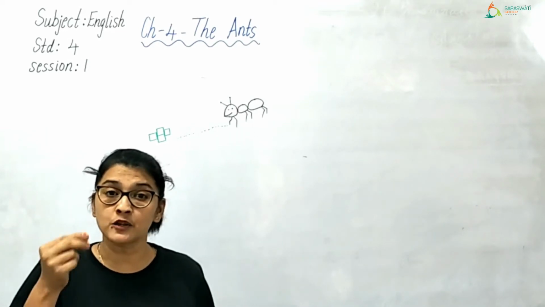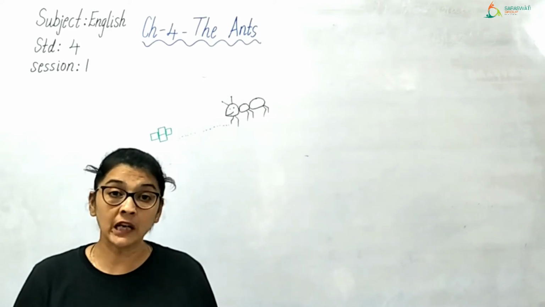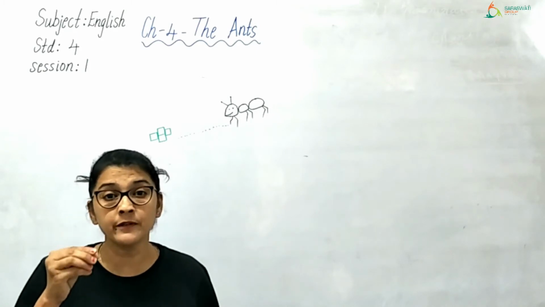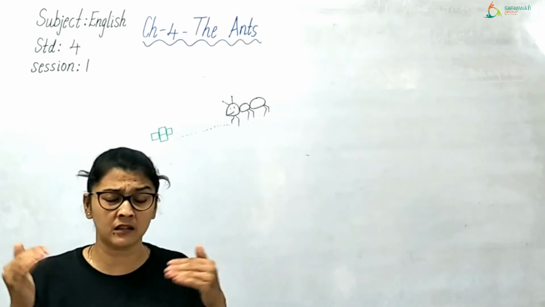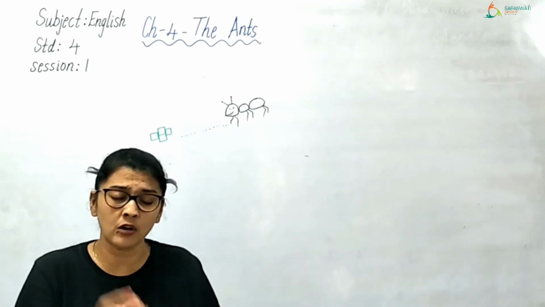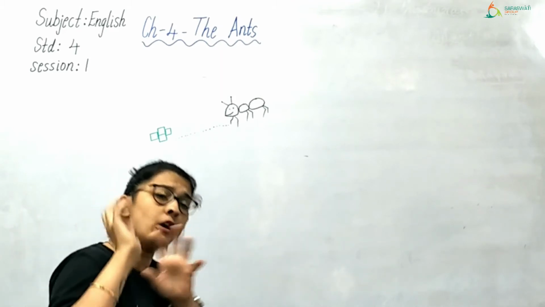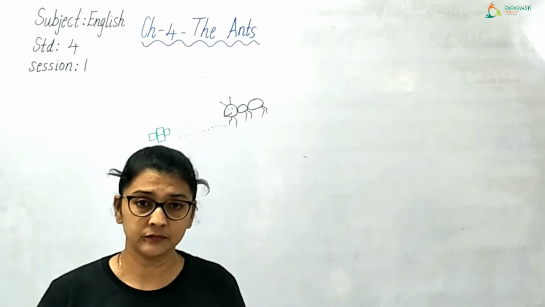But ants are smaller than that also. And when an ant has found that grain of wheat as food, you know that ants always keep on collecting food, right? They always carry the weight on their back and they keep on going. They keep on collecting the food.